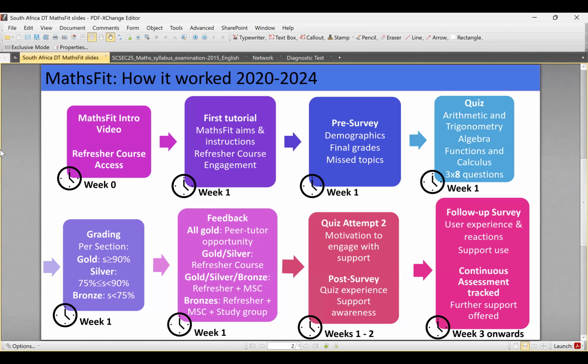So they did this refresher course, and then at the first tutorial, so usually there will be no tutorials in the first week in UCD. So we took over the first tutorial, and we'd tell them what Maths Fit was all about, and we would actually start them on the diagnostic quiz in the first tutorial.